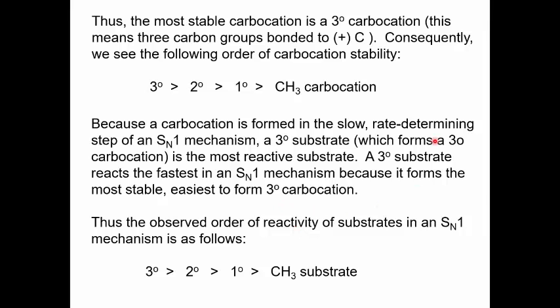Consequently, we see the following order of carbocation stability. The most stable carbocation is a tertiary carbocation with 3 carbon groups attached to the positive carbon. Tertiary carbocation is more stable than secondary, secondary more stable than primary, primary is more stable than a methyl carbocation that has no electron feeding groups attached to the positively charged carbon. Now, because a carbocation is formed in the slow rate-determining step of an SN1 mechanism, a tertiary substrate, forming a tertiary carbocation, is the most reactive substrate. A tertiary substrate reacts the fastest in an SN1 mechanism because it forms the most stable, easiest to form tertiary carbocation.